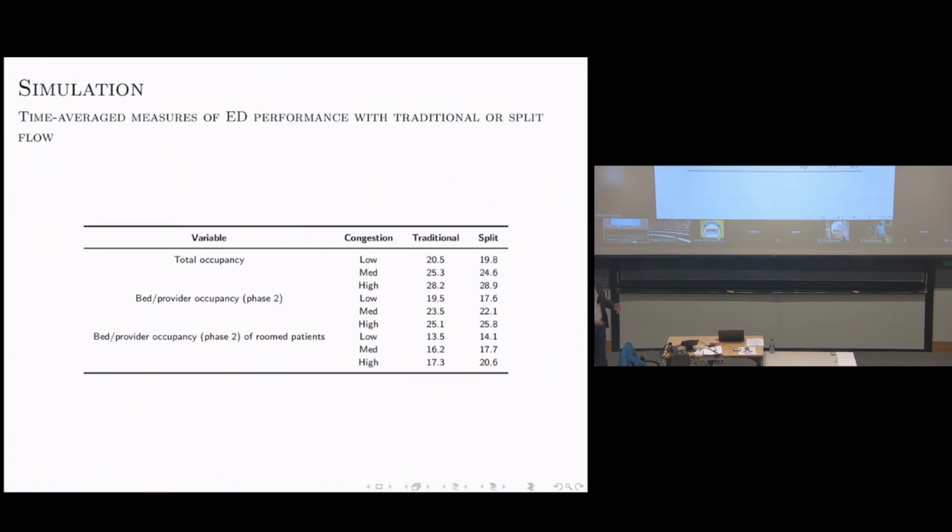Here are some very simple results, and I'll go through them quickly, but please stop me if something doesn't make sense. We ran a discrete event simulation model of the study ED, assuming certain parameters and distributions. We looked at total occupancy. We also looked at the occupancy at phase two service, which means all those patients that are either in a vertical area or in a main room ED. And then we looked at the occupancy of only room patients, taking out the vertical area. I report results in tertiles: what's the occupancy when congestion is low, medium, and high. And I compare the traditional flow versus the split flow.